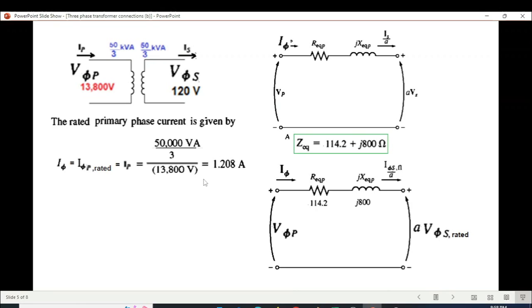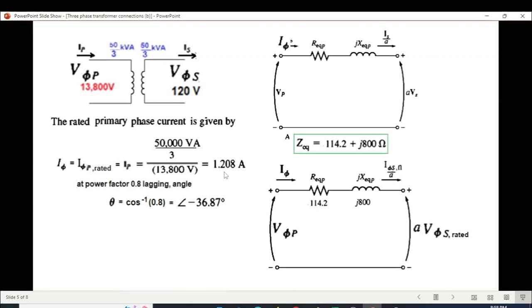Now, one more thing we have to find out, and that is, first of all, we need to find this current. So current we know is the power divided by voltage. So this is power, this one, divided by this voltage, primary voltage. So this is our magnitude of the phase current, primary phase current. It can be written as I phi. You can also write it as I phi primary rated, or you can also write it as I primary, but we'll follow this one.